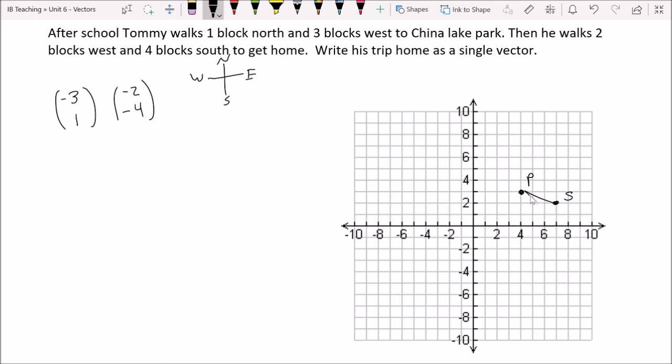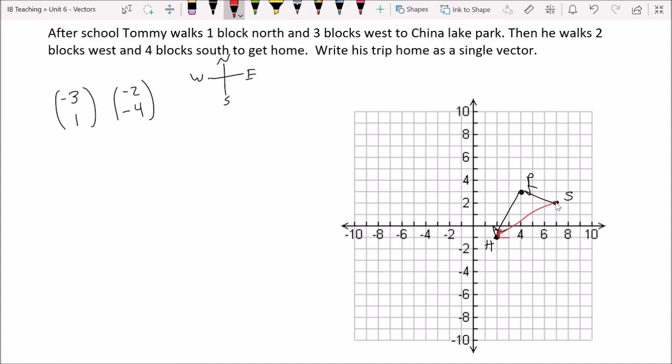And I'll draw in the vector. And then 2 blocks west, 4 blocks south. So 2 blocks west, 1, 2, 3, 4 south. And that must be home. We're asked to write that trip as a single vector because right now I've written it as 2 vectors. So what we can do is ask the question, like I said, think about a vector as directions. If we had to give directions from school to home, what would be the easiest way to do that? To get from school to home.